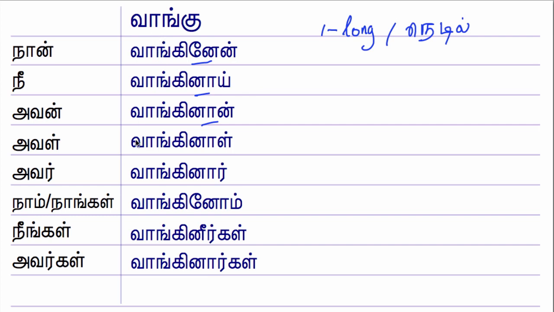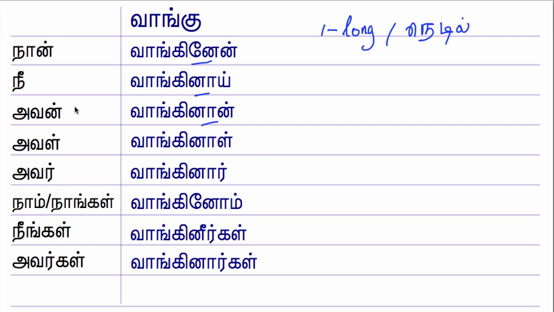Next thing to notice, and which you probably have already noticed, is that every single one of these verbs begins with the root verb. So vangu is what begins all of these verbs. The big difference, though, is that vangu gets changed a little bit. The ku in vangu gets changed to ki for every single one of these verbs.